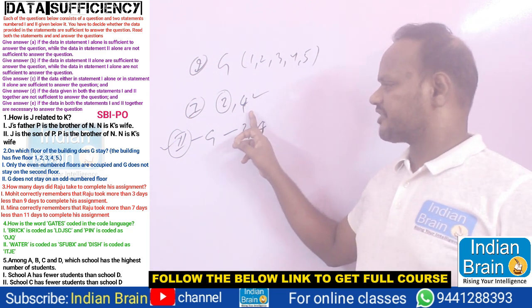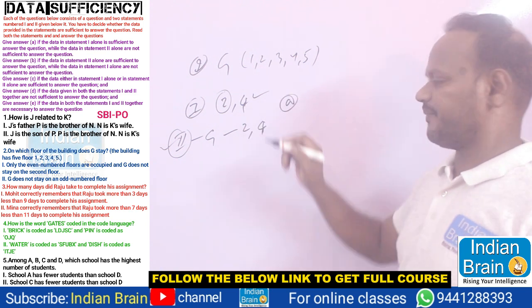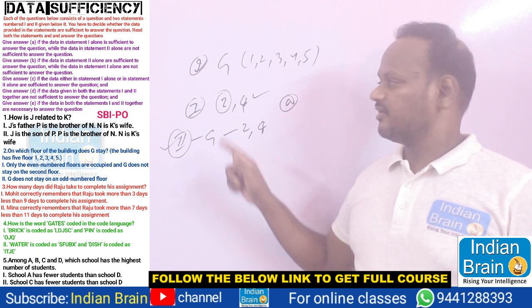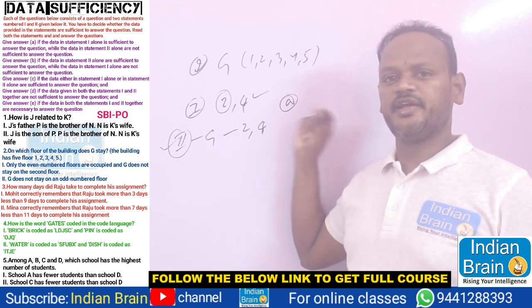That's why the second question's option is A. Only the first statement is true. That's why option A. Be careful. The answer is A. Don't confuse. Why A? The first is enough. The second is wrong. That's why A.